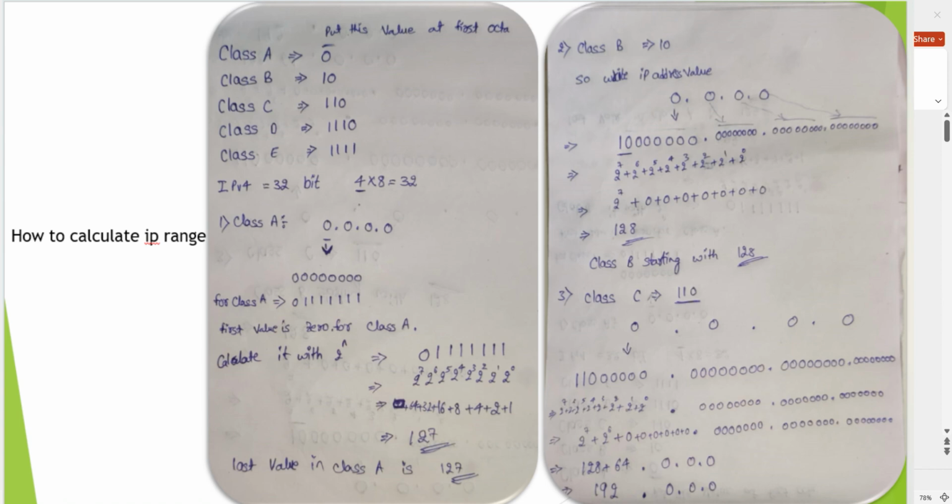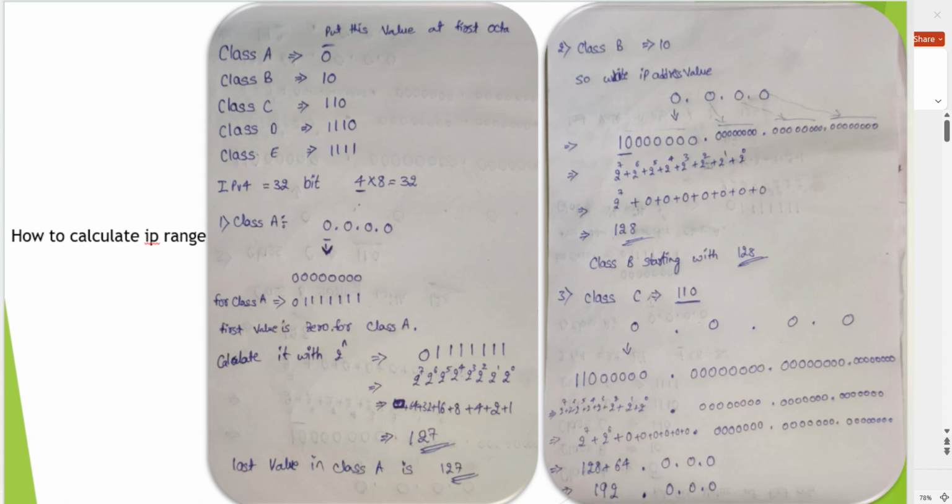What you have to do: 2 power 7 and 2 power 6 should be added, because there are only two 1 values here and all the other values are 0. So 2 power 7 plus 2 power 6 is nothing but 128 plus 64, which is 192. Class C starts with 192.